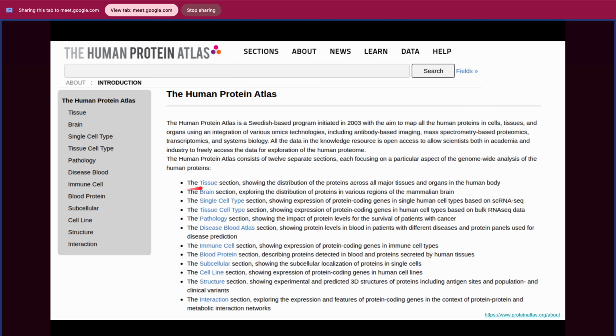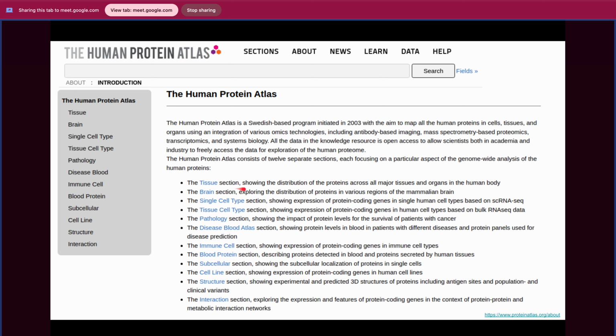Those 12 sections are the tissue section, brain section, single cell type section, tissue cell type section, pathology section, disease blood atlas, immune cell, blood protein, subcellular, cell line, structure, interactions. With the advancement of technologies, more and more data has been collected. So they have figured out and divided that data into 12 different sections.